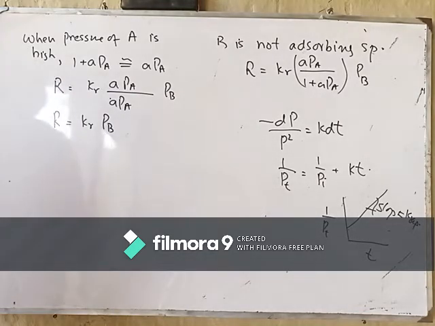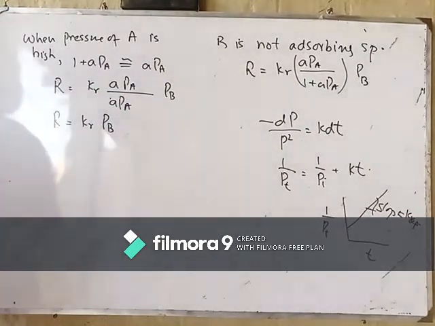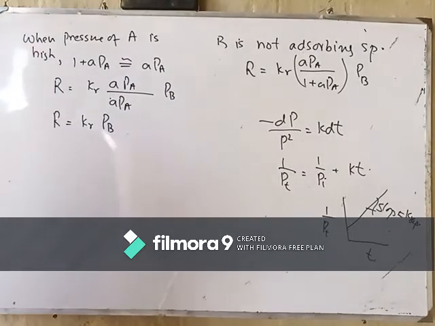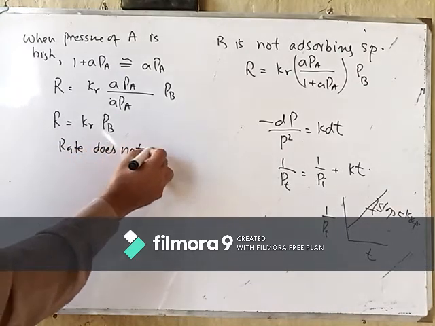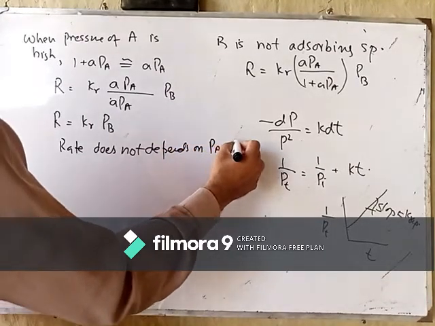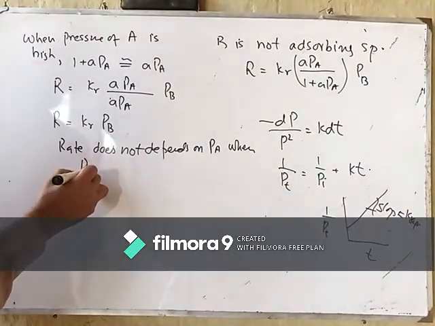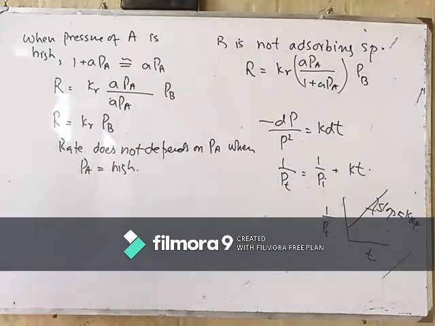So this is first order with respect to the pressure of B, and it is zero order with respect to the pressure of A. At high pressure of A, the rate is independent of the pressure of A. The rate does not depend on the pressure of A when the pressure of A is high. So it is zero order with respect to the pressure of A.